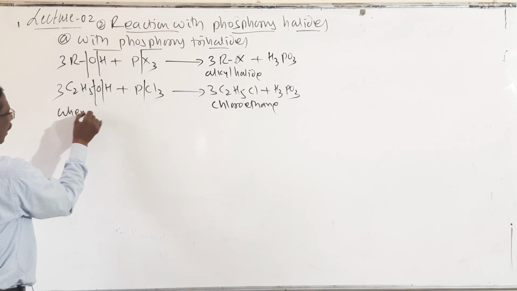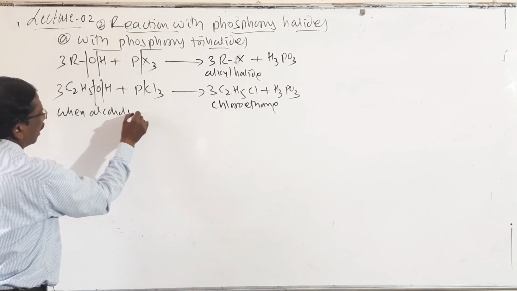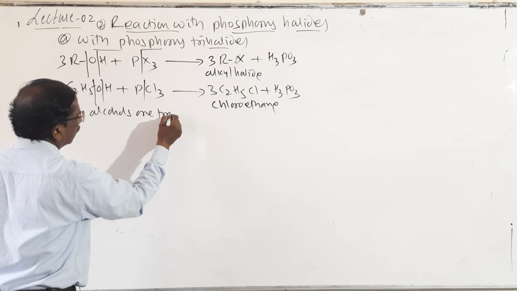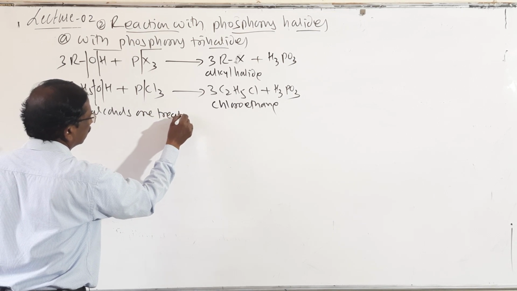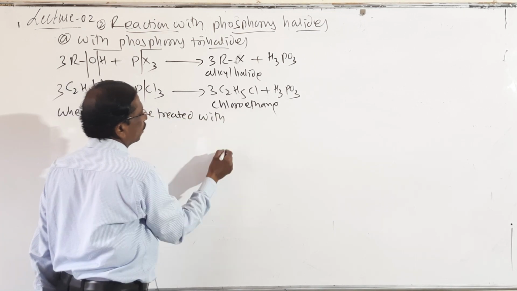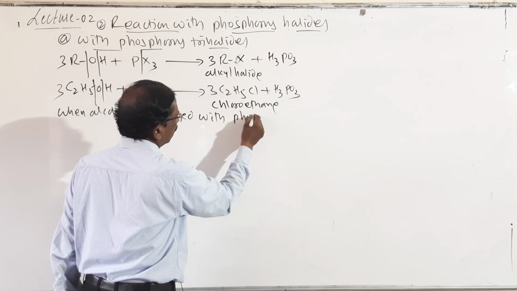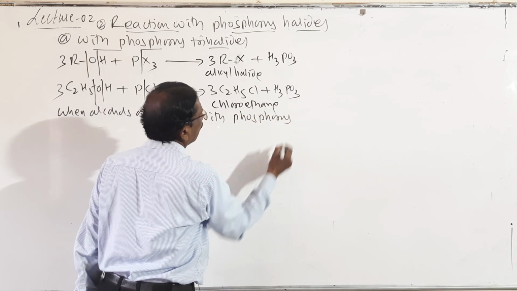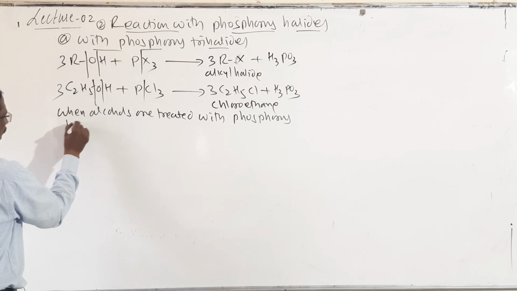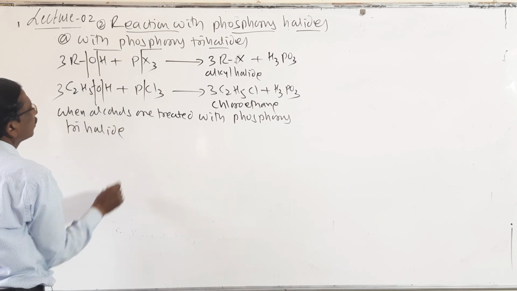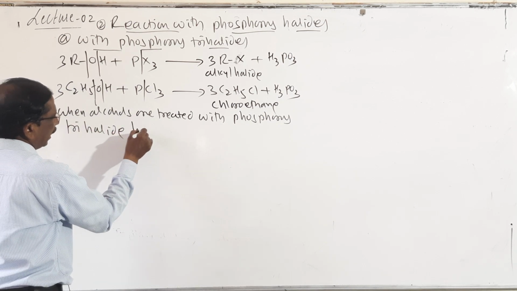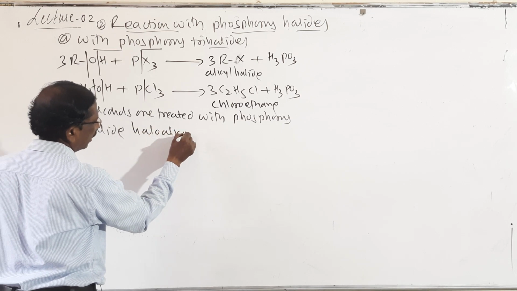When alcohols are treated with phosphorus trihalide, haloalkanes are formed.